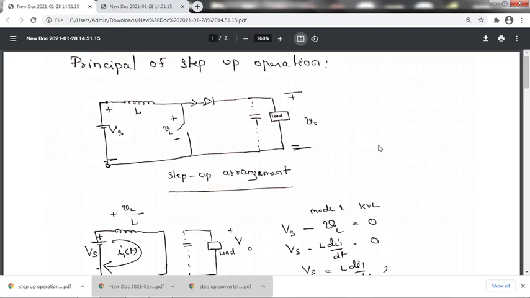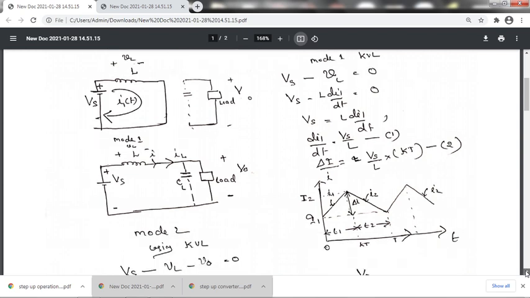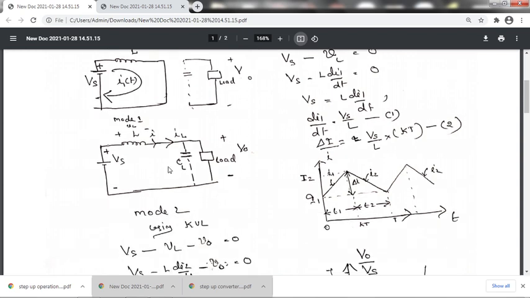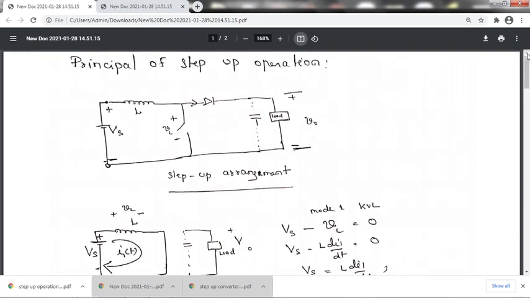So I can say that the equivalent diagram has Vs, L di by dt, and anyhow this switch is open, so no current through it, and the diode is forward biased. As we have shown in this diagram, this diode is forward biased.